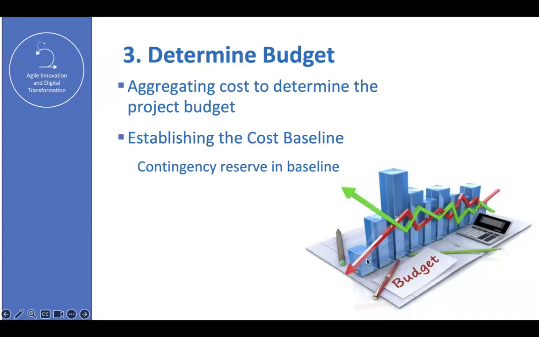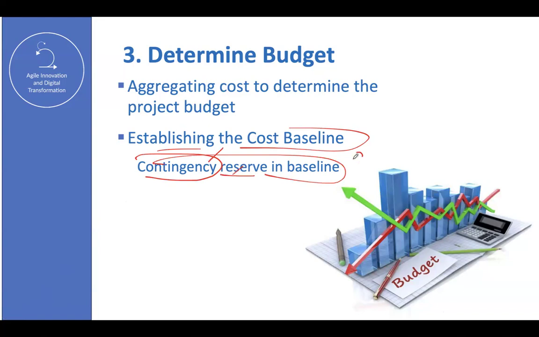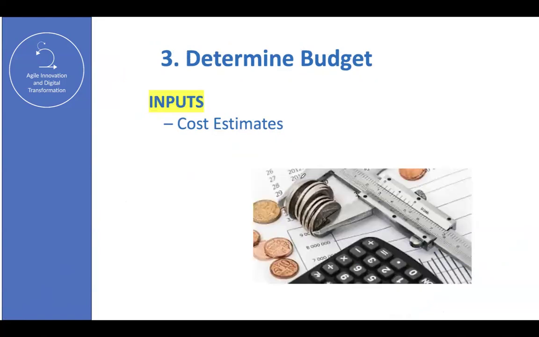Determine budget. Okay, this is the last part of the class today, so be happy because we're almost done. Determine budget is aggregating the cost, right? Now we have the estimates. Now we need to know when to use the money, right? So it's establishing the cost baseline. Remember to add additional money, like a contingency reserve and baseline. This is extra money that will be part of the budget.